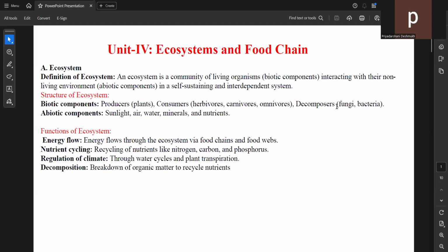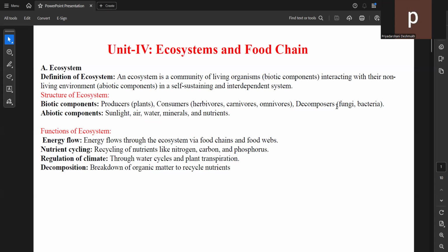Today is the fourth unit we are going to study. It's about the ecosystem and the food chain. We all know that the ecosystem includes humans, animals, buildings, and whatever the environment around us is, called the ecosystem. First, the definition of the ecosystem: it is a community of living organisms, with biotic and abiotic factors, and it is a self-sustained and independent system.